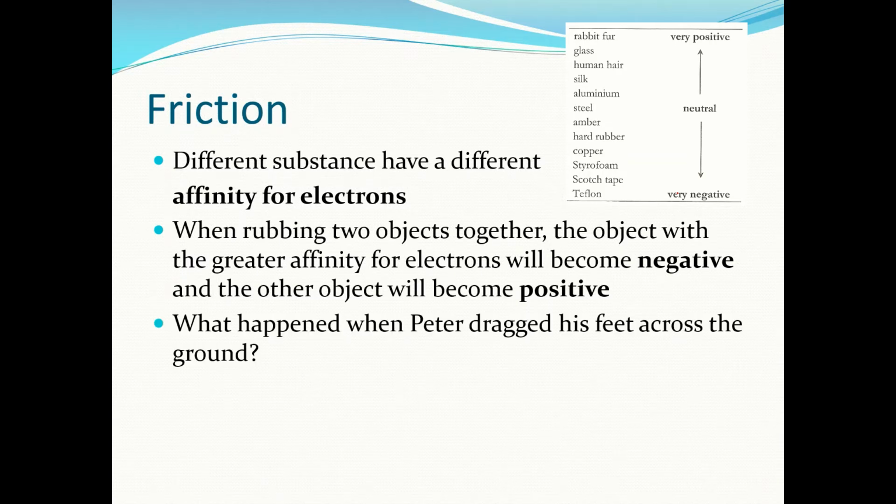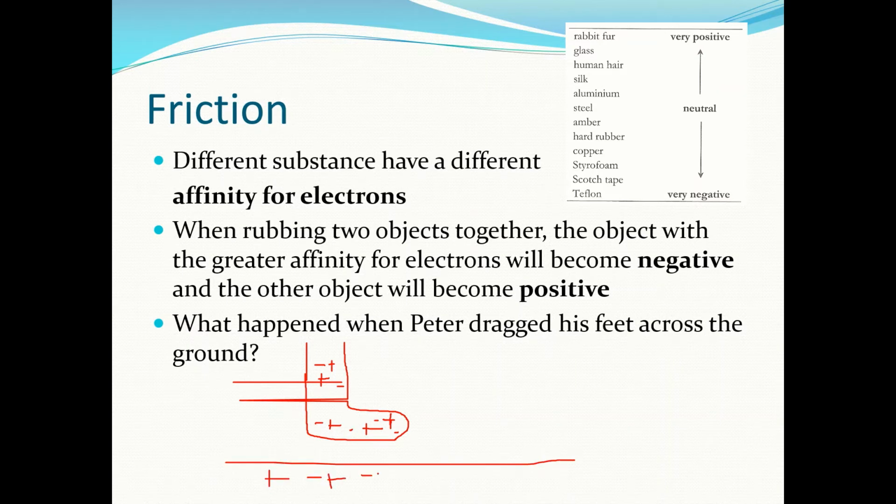So when rubbing two objects together, the object with the greater affinity for electrons will become negative, and the other object will become positive. So what happened when Peter dragged his feet across the ground? Well, there are positive and negative charges. Sorry about it jumping around there. It just does that. I don't know why it does that. So we have positive and negative charges, right? And then the ground, the carpet, has positive and negative charges. So either his pajamas had an affinity for electrons, and if that was true, those negatives would move in there and he'd become negatively charged.